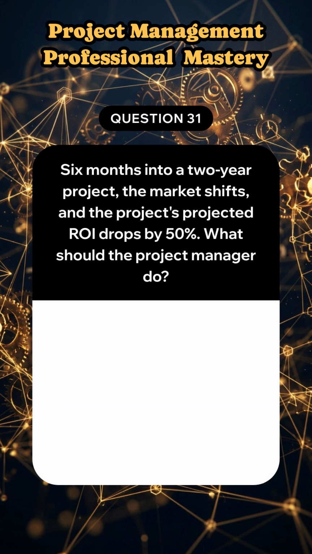Six months into a 2-year project, the market shifts and the project's projected ROI drops by 50%. What should the project manager do?